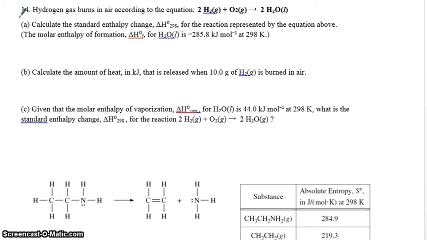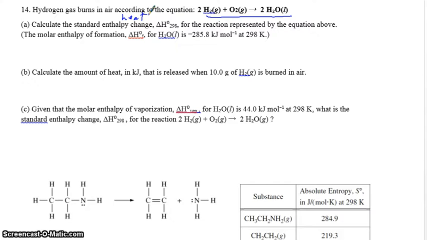So we have an equation here, hydrogen gas burning, according to this equation. Remember, this chapter is about delta H, delta S, delta G, thermodynamics. So we're going to deal with some heats. They want us to calculate the standard enthalpy change, a fancy word for heat, for the reaction represented above.